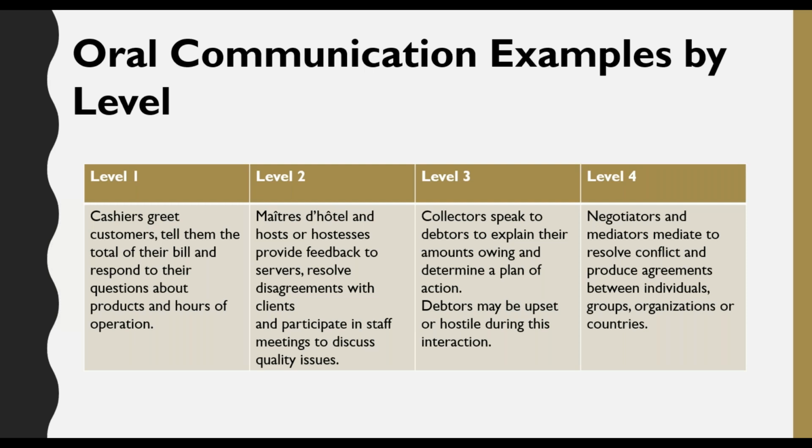At level 3, a debt collector might speak to somebody to explain how much money they owe and then determine a plan of action. The complexity could be augmented by the fact that the debtor might be upset or hostile during this interaction. And at level 4, someone might negotiate or mediate to resolve a conflict or facilitate some agreement between individuals, groups, organizations, or countries. So again, that just gives you a snapshot of the different levels of oral communication.